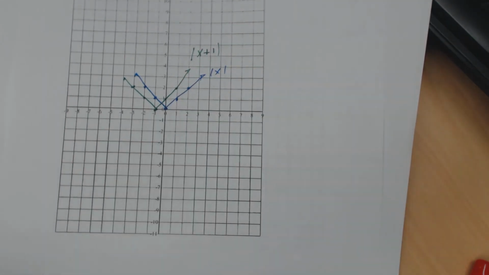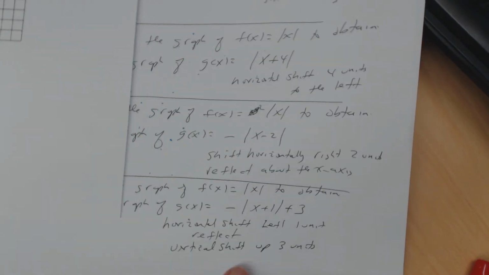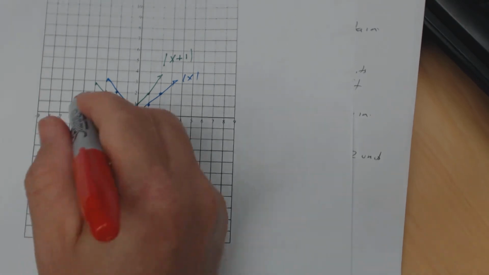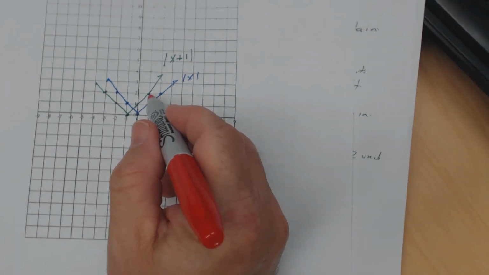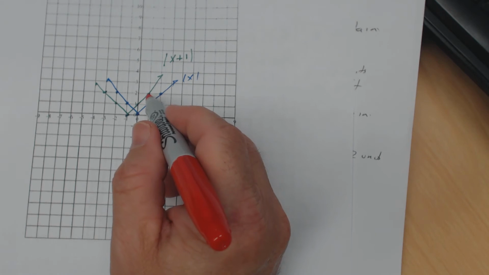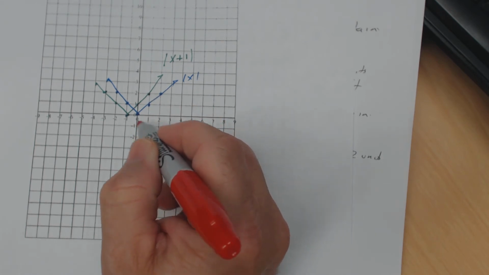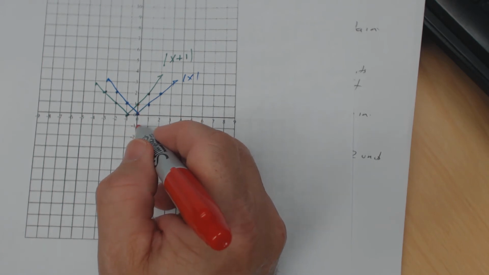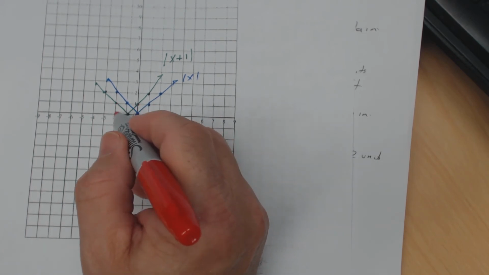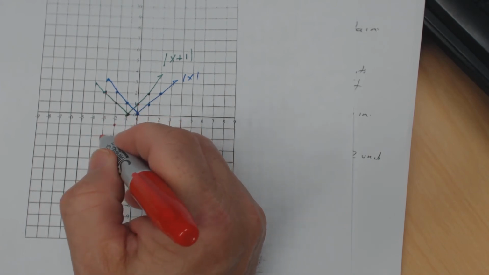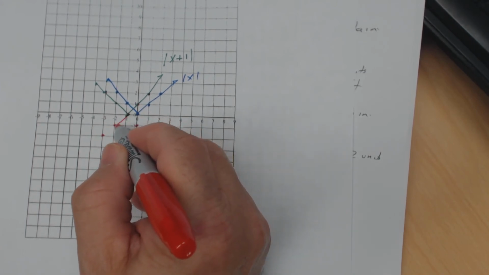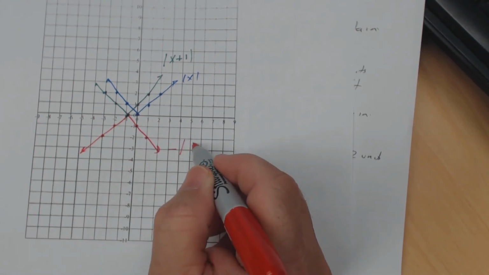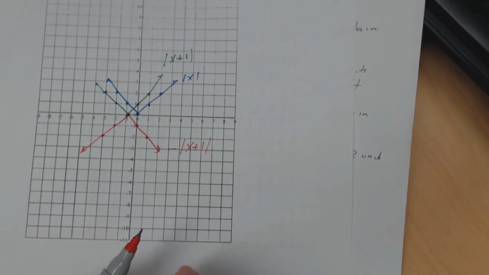Okay? All right, and then the next thing we're going to do is we're going to reflect that about the x-axis. So every point in that green graph is going to be reflected about the x-axis. So this point, which has y value 2, becomes a negative 2. 1 here becomes a negative 1. 0 stays 0. 1 becomes a negative 1. 2 becomes a negative 2. So the red right here is this. Okay, so that's that now.